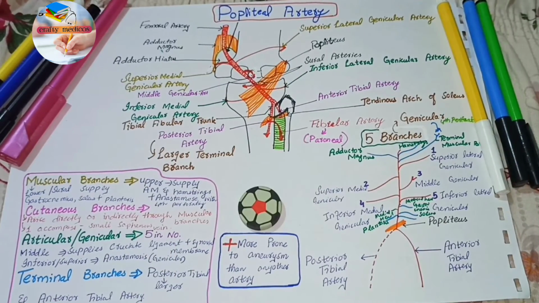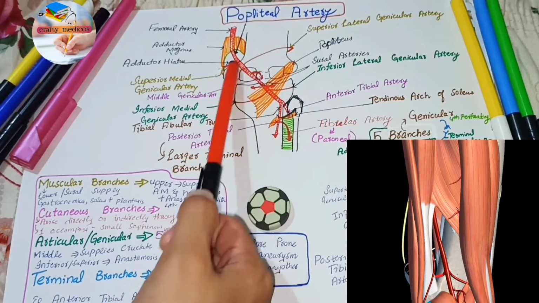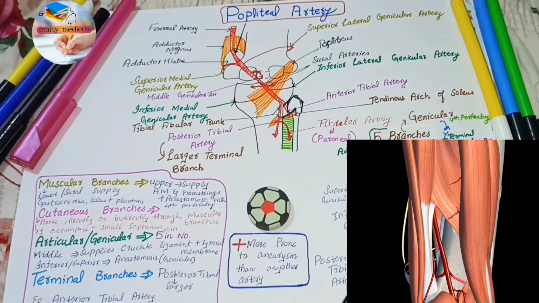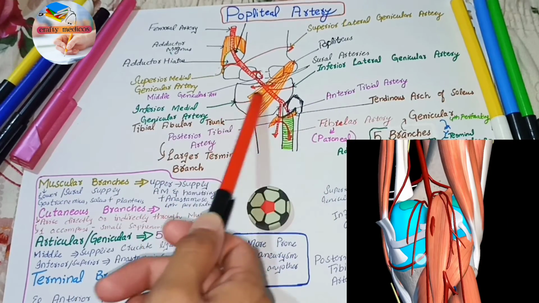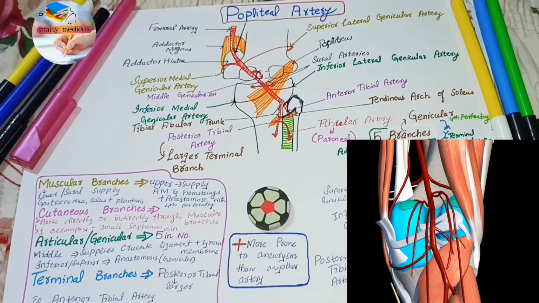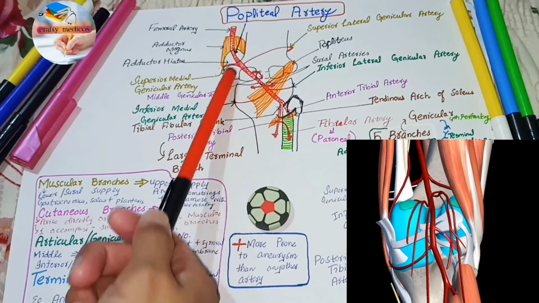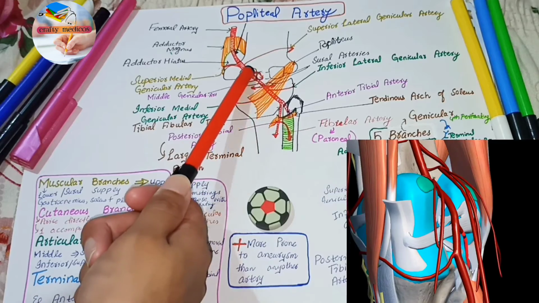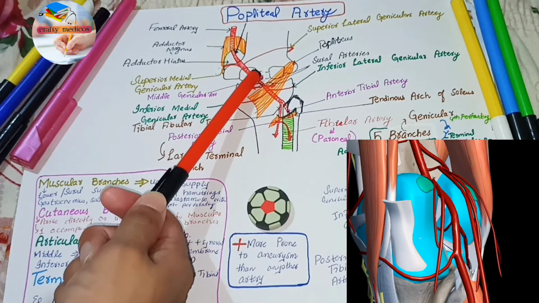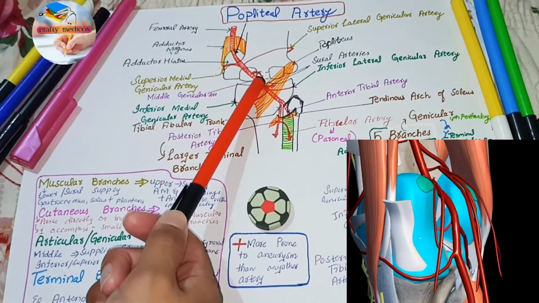Now let's discuss the genicular branches. These are 5 in number. The superior medial and the superior lateral genicular arteries wind around the corresponding femoral condyles, whereas the inferior medial and the inferior lateral genicular arteries wind around the corresponding tibial condyles. These 4 arteries participate in the genicular anastomosis around the knee joint, whereas the middle genicular artery pierces the oblique popliteal ligament of the knee and supplies the cruciate ligaments and the synovial membrane of the knee joint.